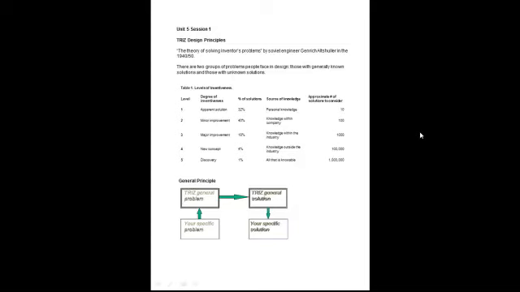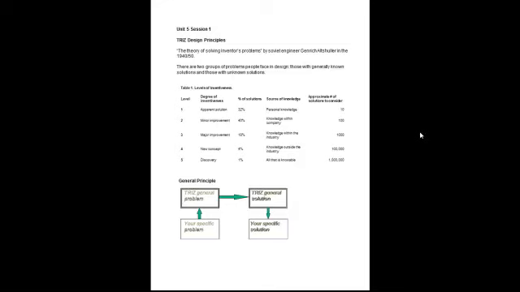Welcome to Unit 5, Session 1, TRIZ Design Principles. The Theory of Solving Inventors' Problems by Soviet engineer Genrikh Altshuler, in the 1940s, 1950s. It's interesting to note here that we're talking about inventors' problems.